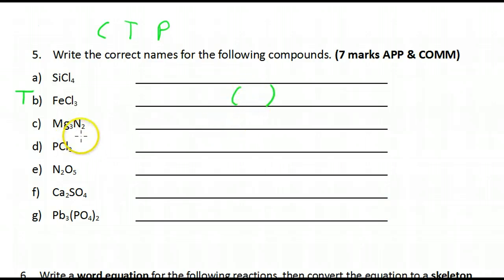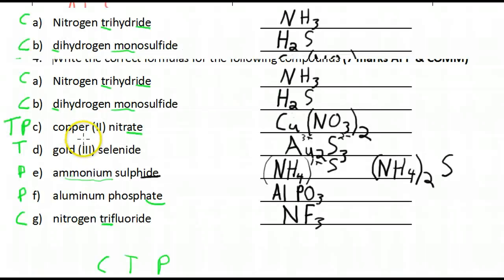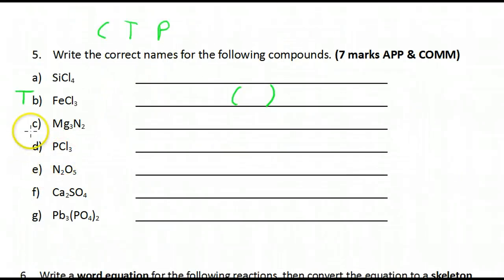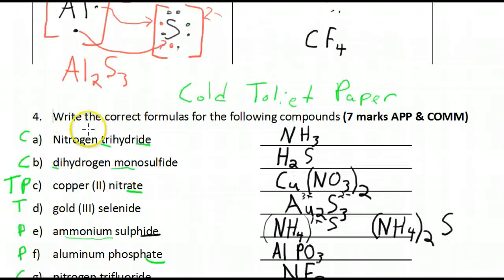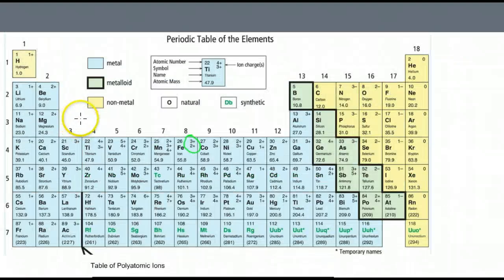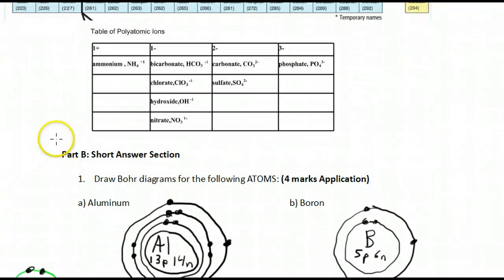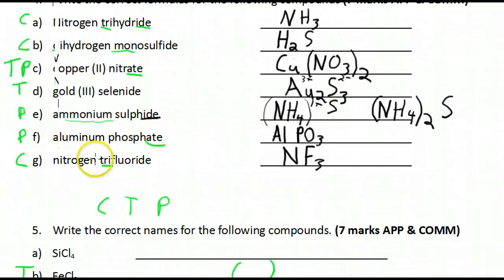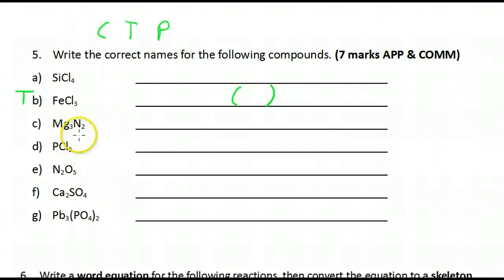Okay, so next one is magnesium and nitrogen. Let's see, it's not covalent. Let's see if magnesium's a transition metal. It's over here, so it's not in the transition metal section. Remember, the transition metal section is over here. It's not a transition metal, and it's not a polyatomic because it only has 2 types of atoms. So this one is just another blank one.